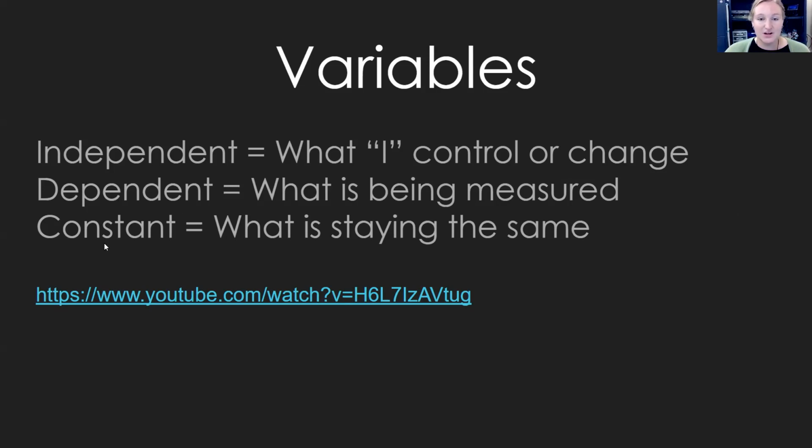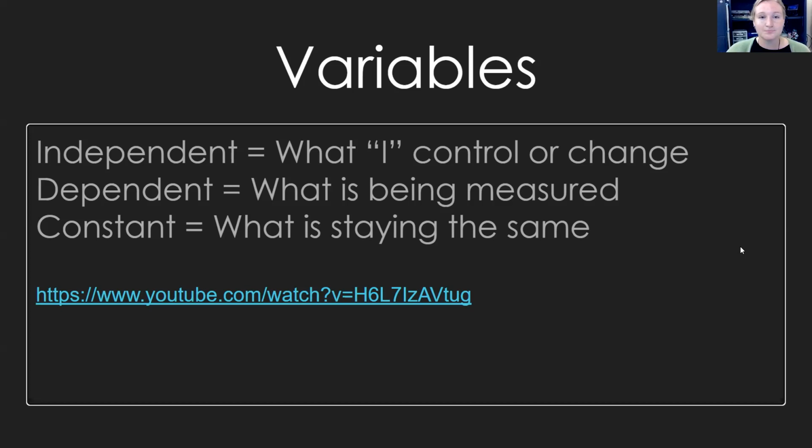And our constant variables, that's what's going to stay the same between all of our different trials. So you'll have multiple constants because remember, we only change one thing at a time. That's our independent. Everything else we want to keep constant, so we know we're only looking at the effect of that independent variable.